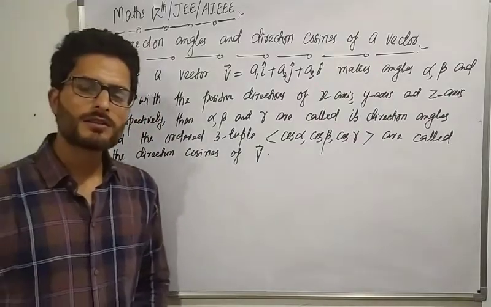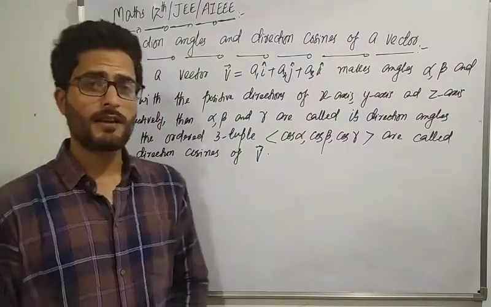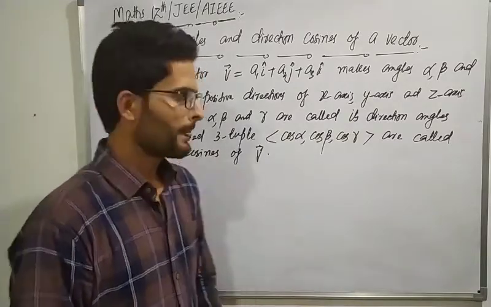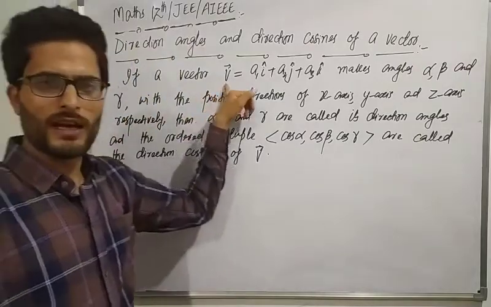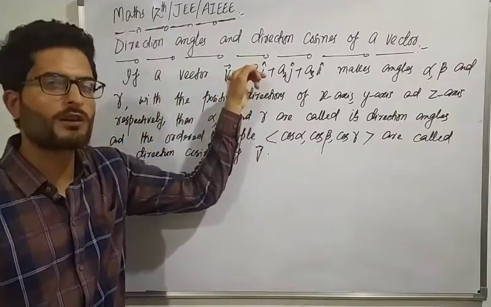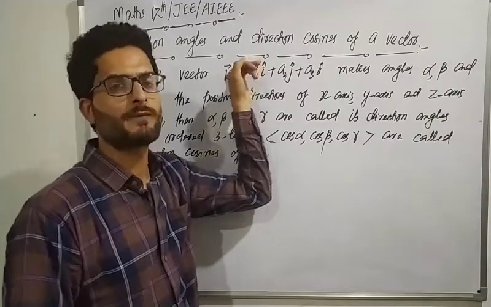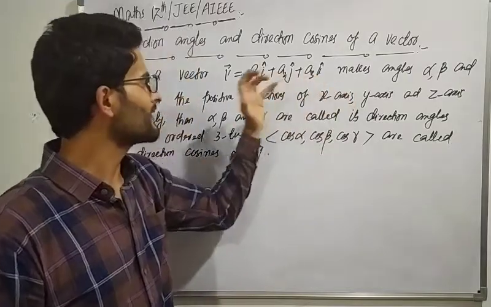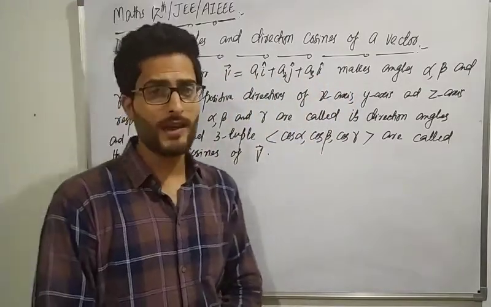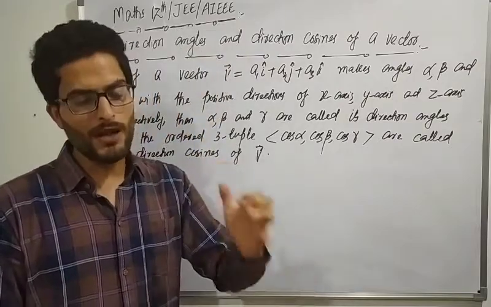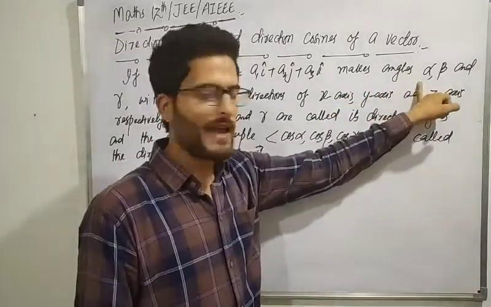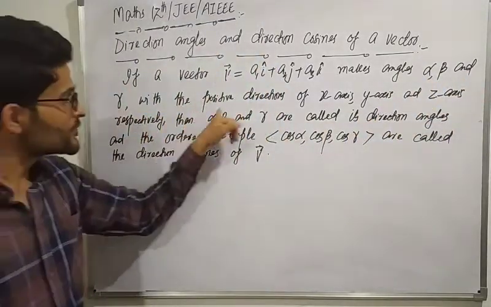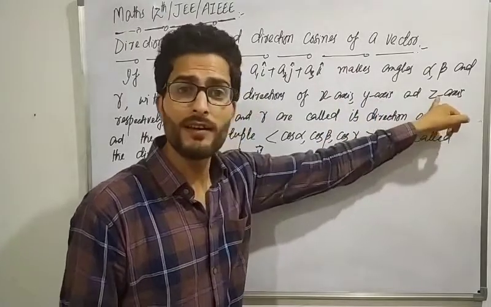डायरेक्शन एंगल्स एंड डायरेक्शन कोसाइन्स ऑफ ए वेक्टर. एक वेक्टर के डायरेक्शन एंगल्स क्या होते हैं और एक वेक्टर के डायरेक्शन कोसाइन्स क्या होते हैं. तो क्या होते हैं जिगरा? इफ ए वेक्टर v, अगर आपके पास एक वेक्टर है v which has been expressed in terms of its components as a1i plus a2j plus a3k, और ये वेक्टर v it must be represented by some directed line segment. और अगर वो डायरेक्टेड लाइन सेगमेंट, अगर वो वेक्टर एंगल्स बना रहा है, मेक्स एंगल्स, कौन कौन से? सपोज अल्फा, बीटा एंड गामा विद द पॉजिटिव डायरेक्शंस ऑफ एक्स एक्सिस, वाई एक्सिस एंड जेड एक्सिस.